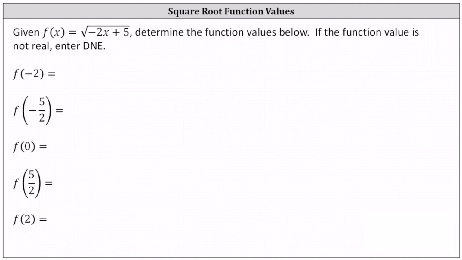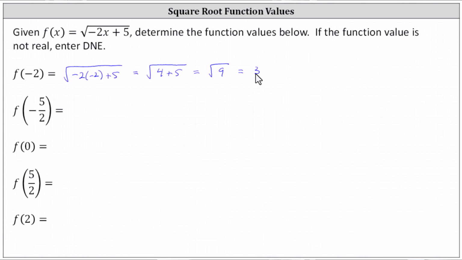To determine f of negative 2, we substitute negative 2 for x, which gives us the square root of the quantity negative 2 times negative 2 plus 5. Simplifying under the square root, negative 2 times negative 2 is positive 4, giving us the square root of the sum of 4 and 5. 4 plus 5 is 9, and the square root of 9 is equal to 3, because 3 squared equals 9.